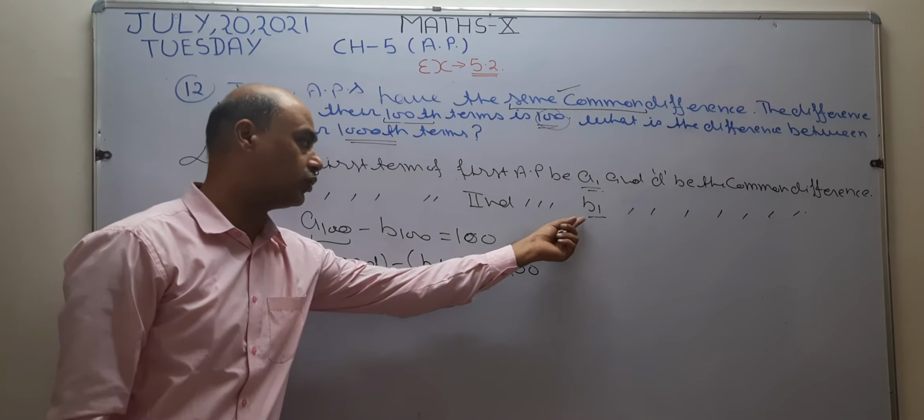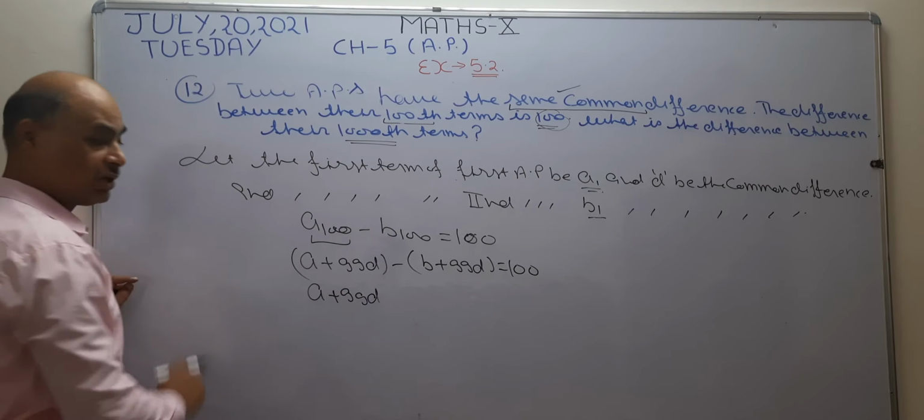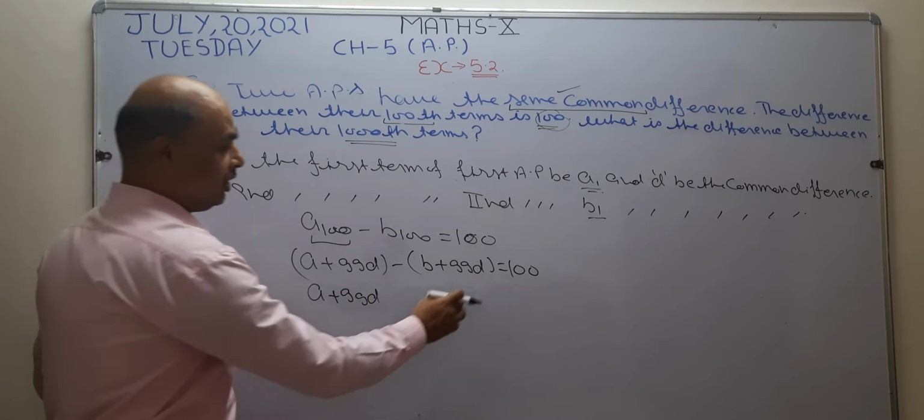Now I am going to open the bracket. A plus 99D remains the same because a positive sign is there. But in this bracket a negative sign is there, so I multiply the bracket with minus. Minus B and minus 99D, equal to the given 100. Now this is a negative term and this is a positive term, so they cancel: 99D minus 99D becomes 0. What is left? A minus B equals 100. I take it as equation number 1.